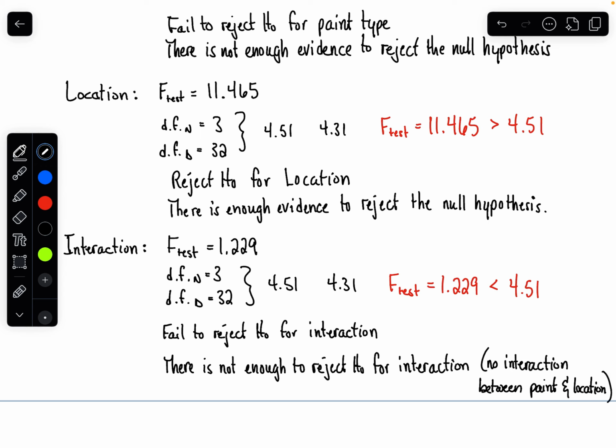What that means for us is that we can consider paint type without having to worry about location. They don't interact enough to say that, hey, we need to take into account location when we're picking paint type, or we need to take into account paint type when we're considering our location. We don't have to do that because there is not enough interaction between them to say that each one affects the other.